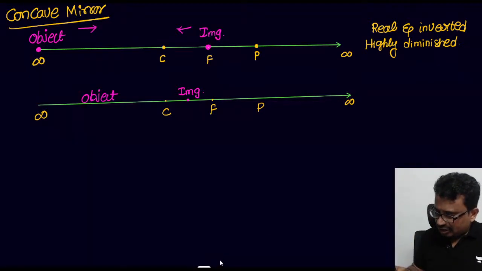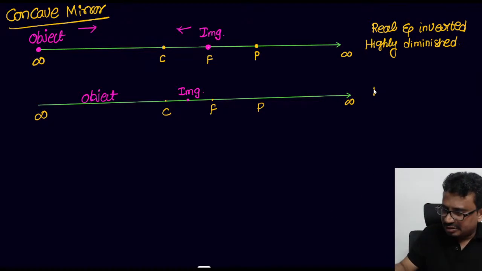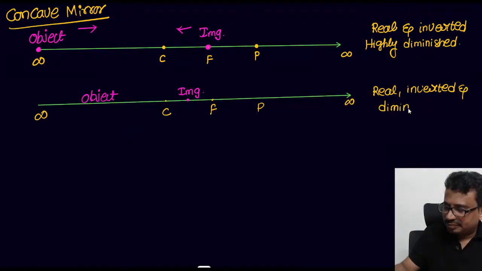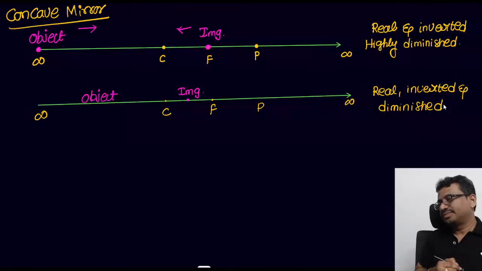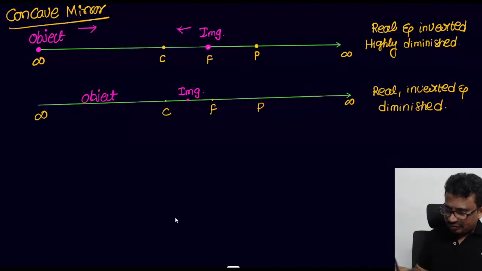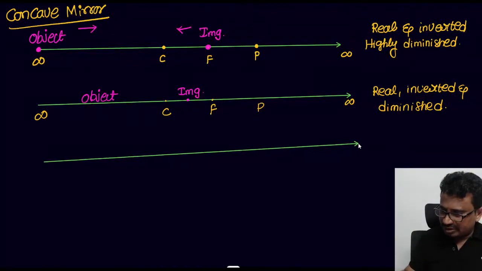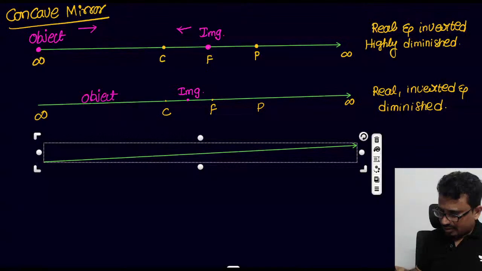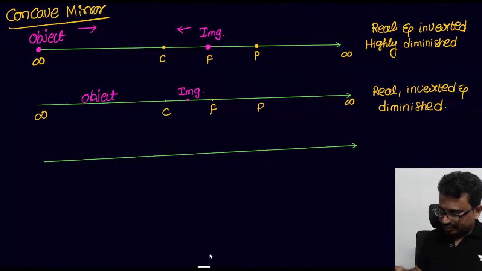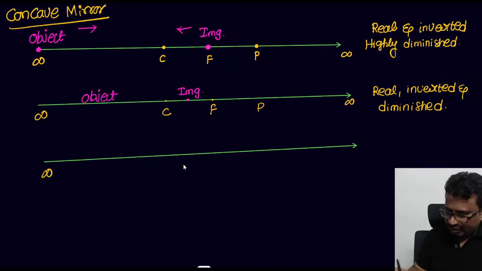And the nature of this image, what we can say here, is real, inverted, and diminished image. Real, inverted, diminished image. Try to remember this thing. We'll get direct questions from these things.